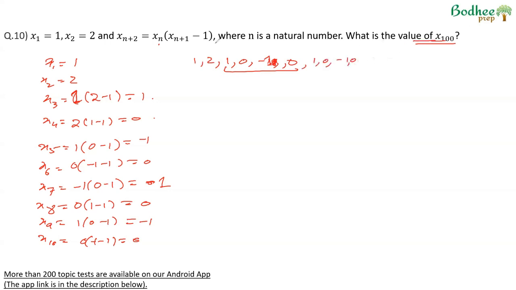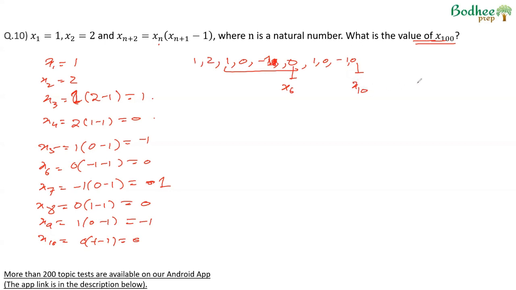We have to find the value of x100. Now, this term is x6. This term is x10. It is repeating after intervals of 4. So if we keep adding 4 to it, the multiple of 4, 3, 4, 5, 6, 7, 8, 9, 10. Multiple of 4 is 88.